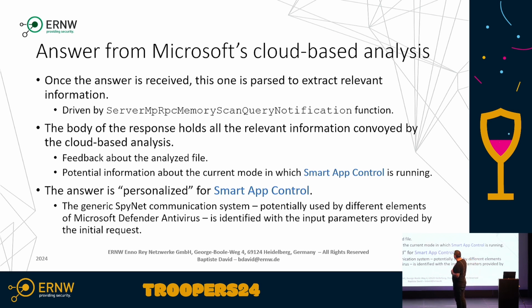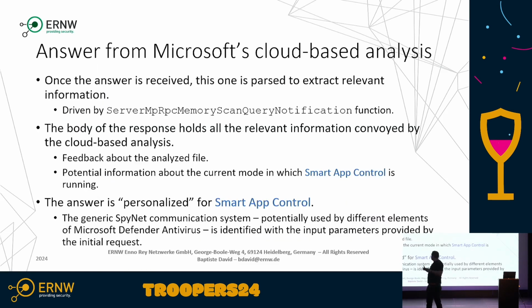So a feedback about the analyzed file, and also potential information, not always present but it can be, about the current mode in which Smart App Control is running. So you remember at the beginning, Smart App Control has 3 states: evaluation, where Smart App Control observes the system; enforcement, where Smart App Control really blocks applications or not; and off.